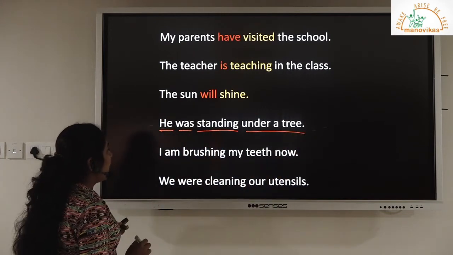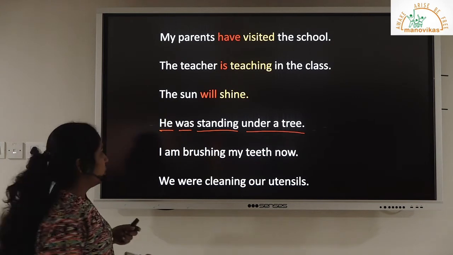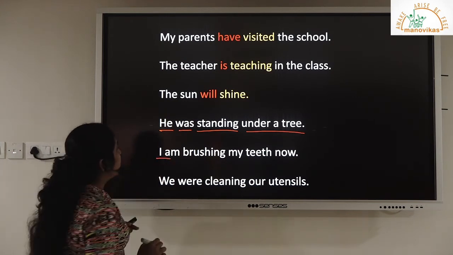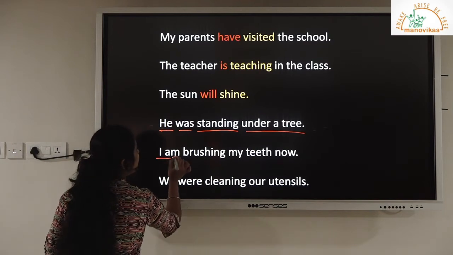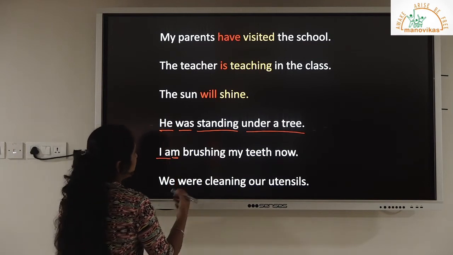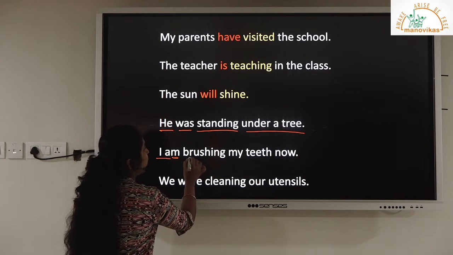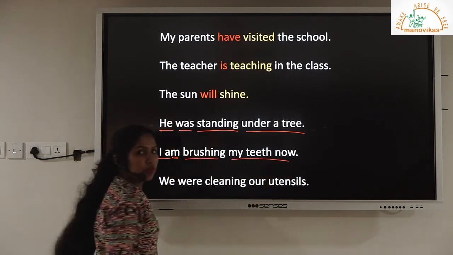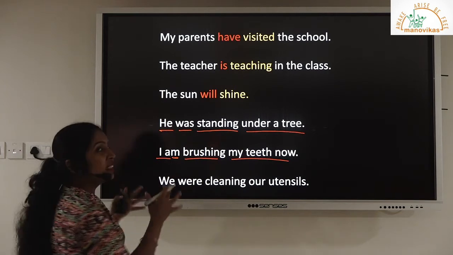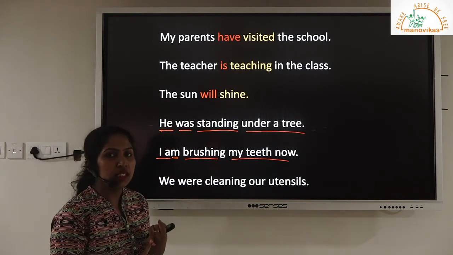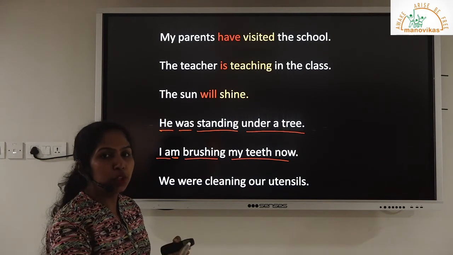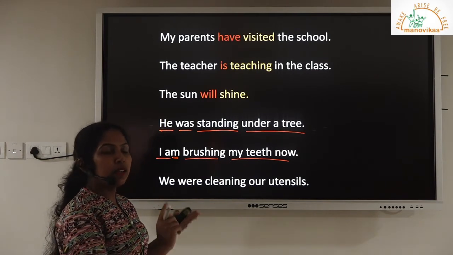The next one, I am brushing my teeth now. Who is brushing? I am. Okay, so am becomes the helping verb. What is the subject doing? Brushing. What? My teeth. So here the sentence is complete. When we have a subject, then we have a helping verb, the main verb and the object, the sentence becomes complete.